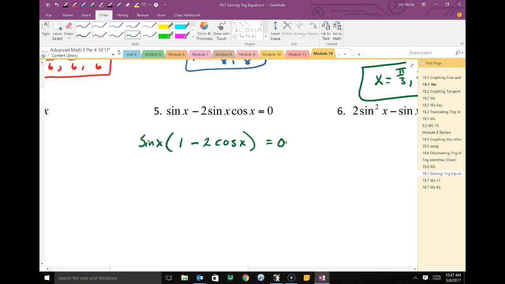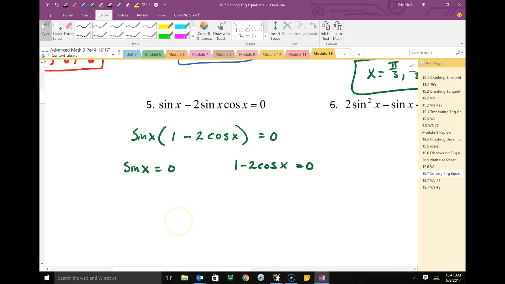Okay. So now, anytime I've factored, what do I do next if I'm solving an equation? What do you do with the two quantities? Set them equal to 0. Okay, so all I'm going to do is set both of my two quantities equal to 0. So I'm going to have a sine of x equal to 0. And I'm going to have 1 minus 2 cosine of x equal to 0.